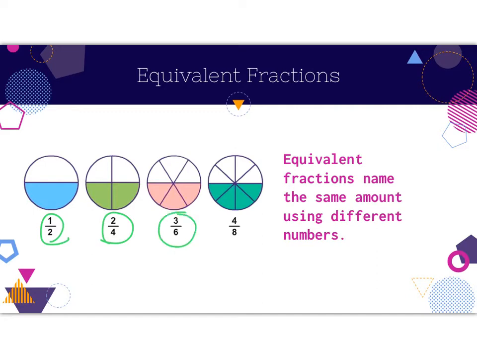Then again we have 3/6. The same amount is shaded, and 4/8. The same amount is shaded. When we have equivalent fractions, the same amount is shown using different numbers. When we go from 1/2 to 4/8, there are more pieces, but there's a smaller amount in each piece.